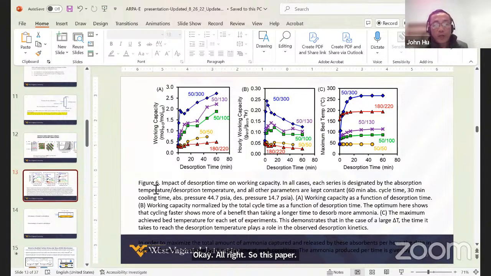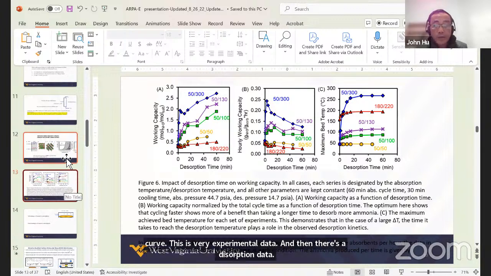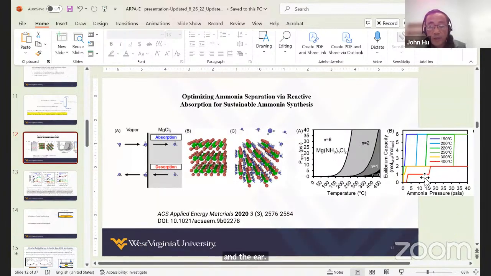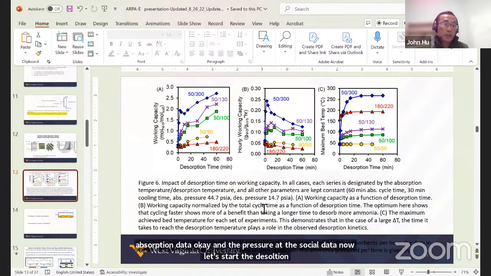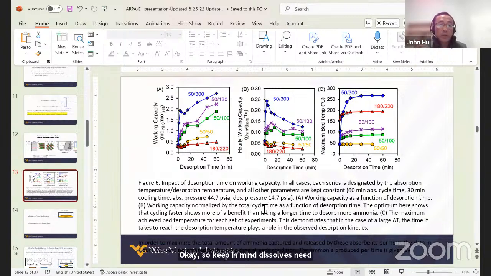So this figure caption is pretty long, and I want you to read it maybe for 1 minute. Then I'm going to interpret the curve. This is their experimental data, and this is desorption data, and here is adsorption data. Okay, under pressure adsorption data. Now they start the desorption. Okay, so keep in mind desorption needs the, what do you call that? Needs the temperature and pressure. Just read this. I will interpret it to you.